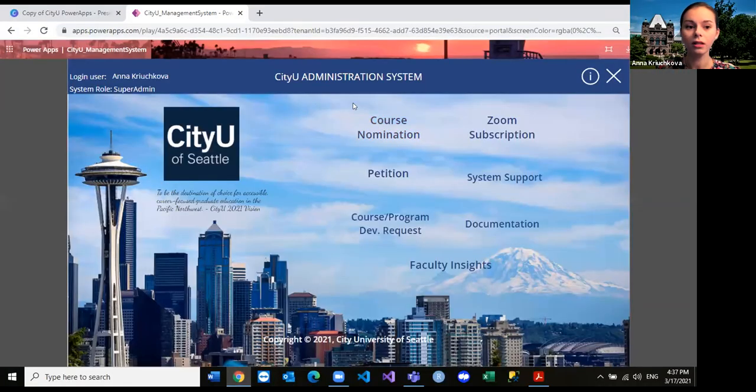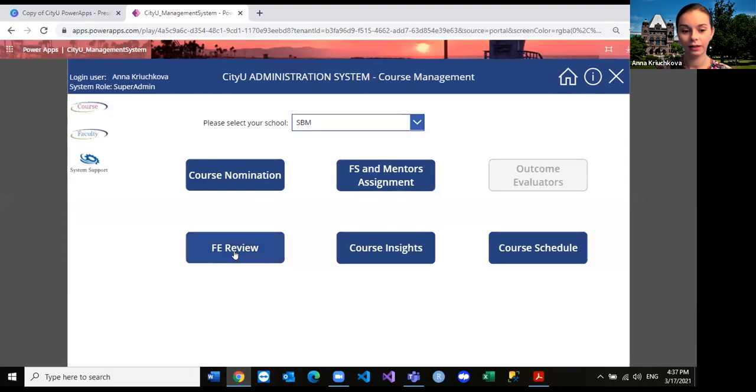Let me show the screen to where we can find it. So you can see right now the landing page. You go into the course nominations and then the faculty engagement review, and it should load it for your school specifically. I'm not going to open it right now because it's going to go into the records of the specific school, and I don't want to do that. But you click the button and it should open the view for your school.